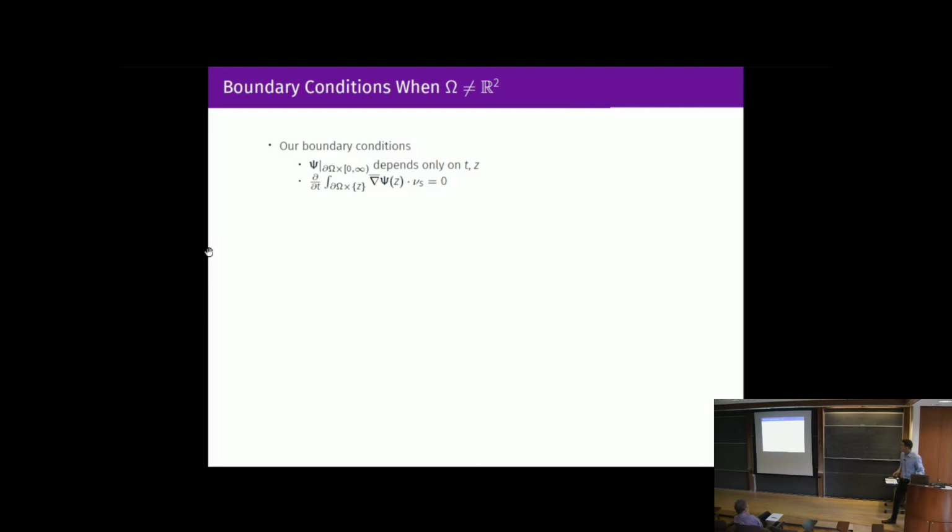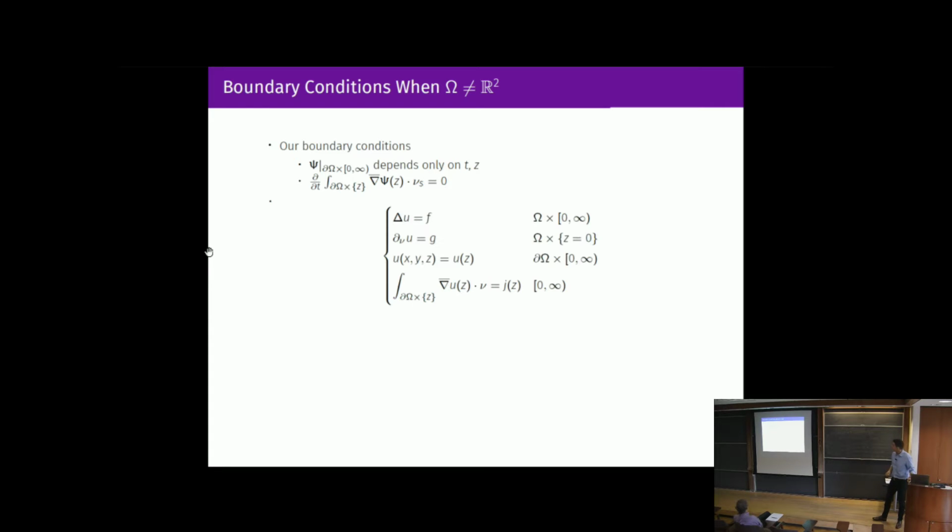All right, so let me focus now on the model posed in the cylinder. All right, so I said that our boundary conditions were that on the lateral boundary, psi only depended on t and z. And then I have this funny condition on the average Neumann value of psi on the lateral boundary.